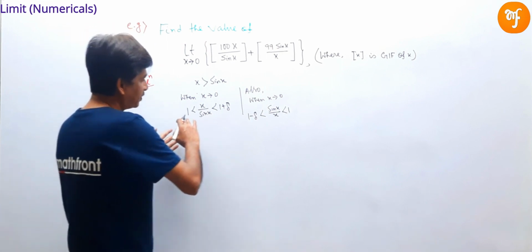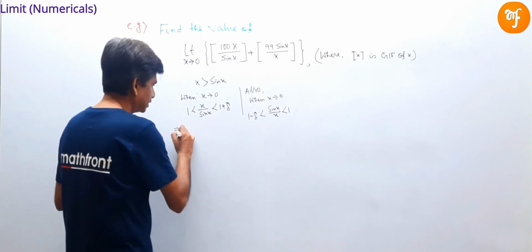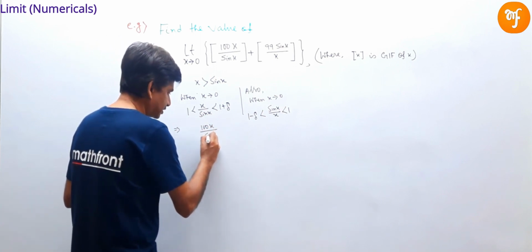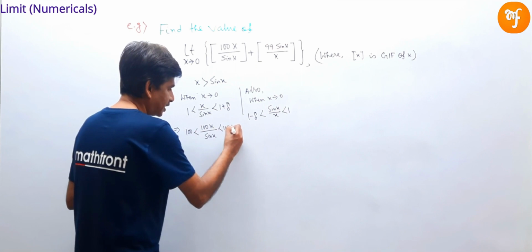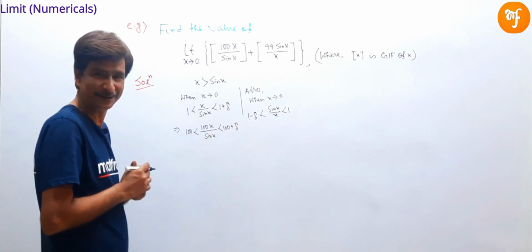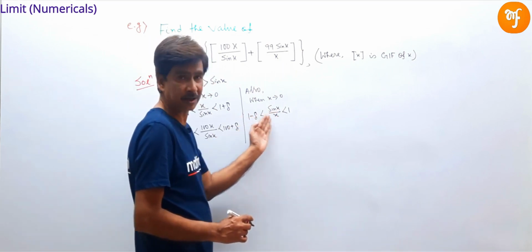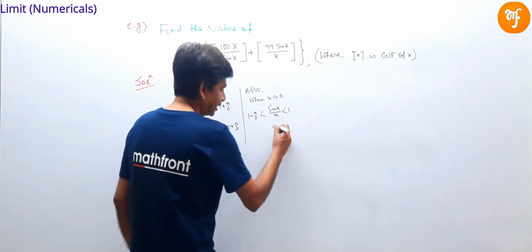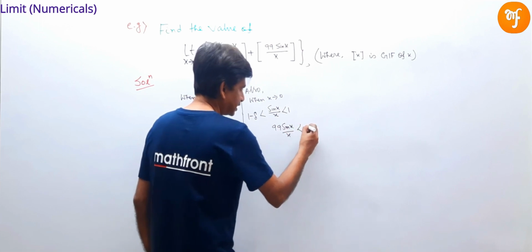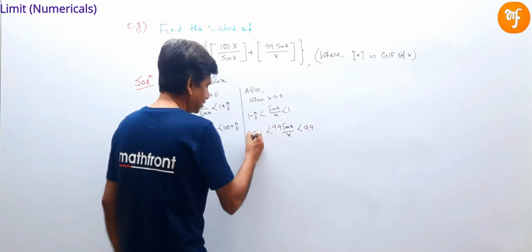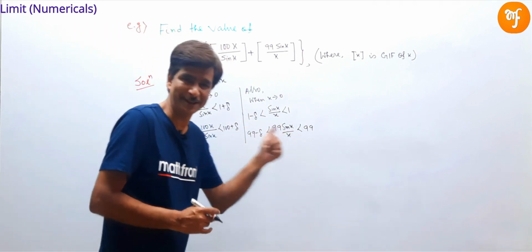Now if we multiply by 100 on all sides of the first inequality, that is 100x by sin x is greater than 100 and less than 100 plus delta. Similarly, if we multiply by 99 on all sides of the other inequality, we get 99 sin x by x is less than 99 and greater than 99 minus delta, where delta is an infinitely small positive quantity.